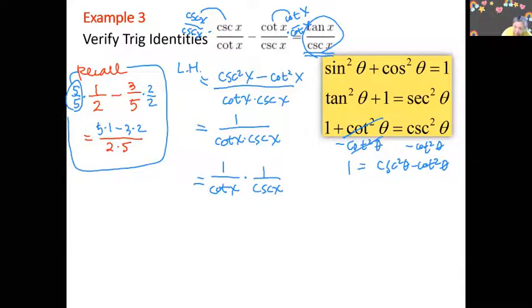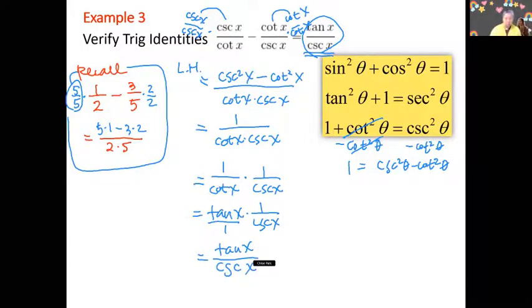1 over cotangent is what? Tangent. So it's tangent x times 1 over cosecant x. Then this is tangent x over 1. If I multiply top with top and bottom with bottom, it's going to be tangent x on top, cosecant x on the bottom. Then that is what I have on the right-hand side.